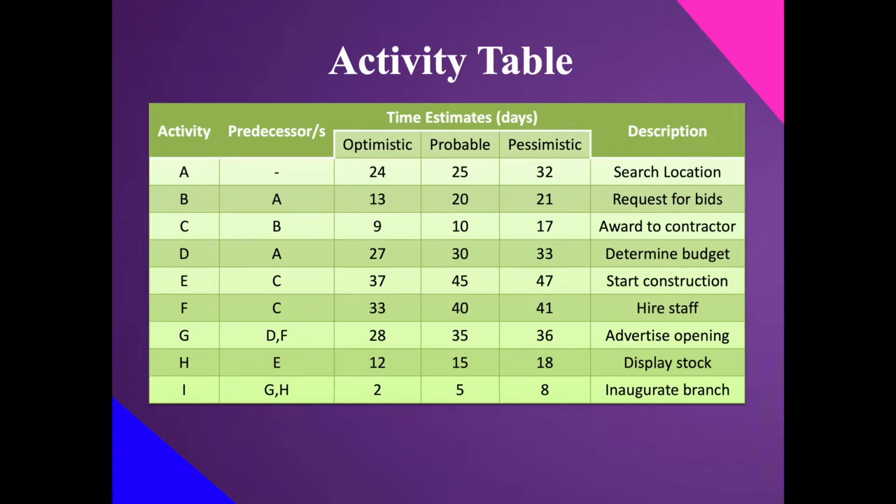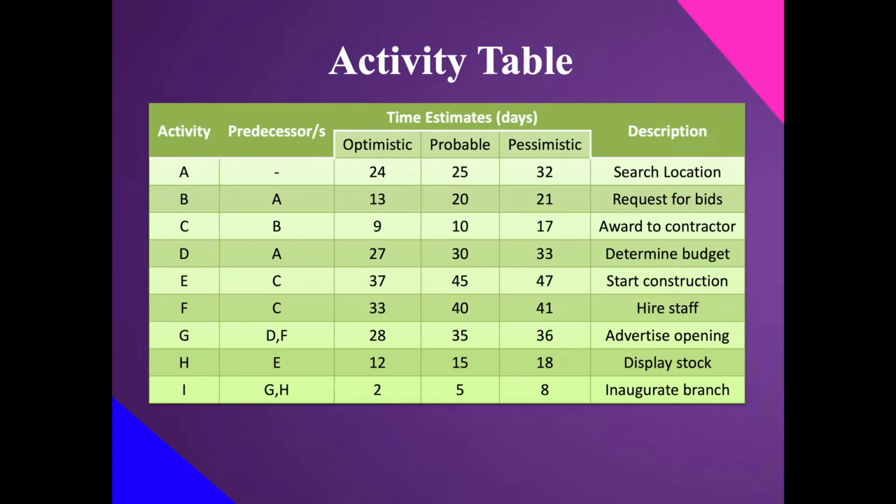So, description nila for activity A is searching for the location. Activity B is request for bids. Activity C is to award to contractor, yung bid na yon. Activity D is to determine the total budget. For activity E, start na ng construction.